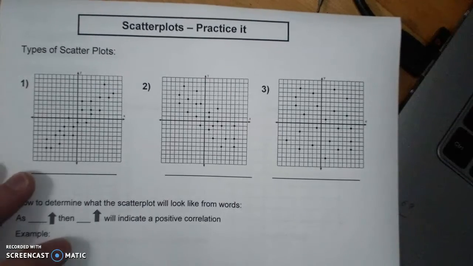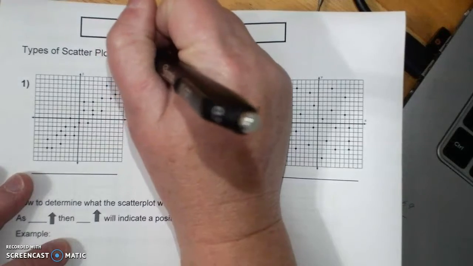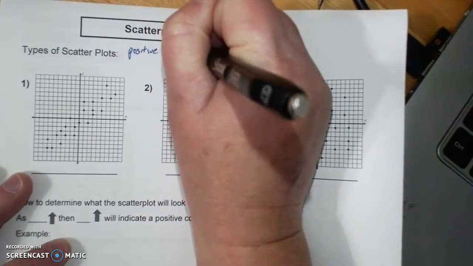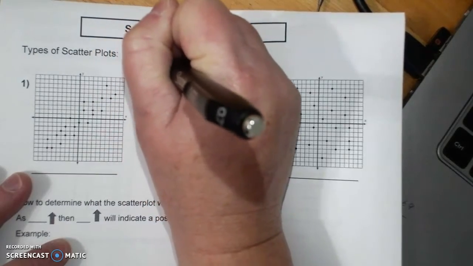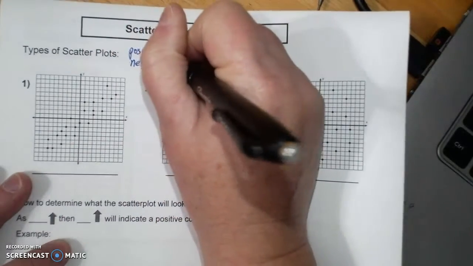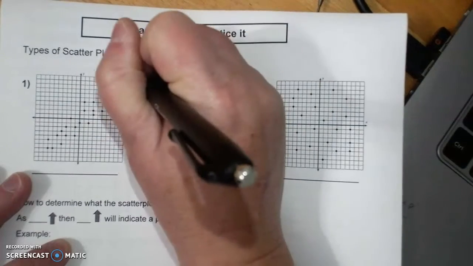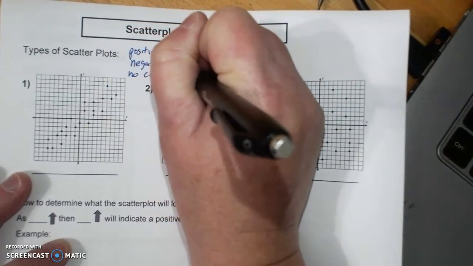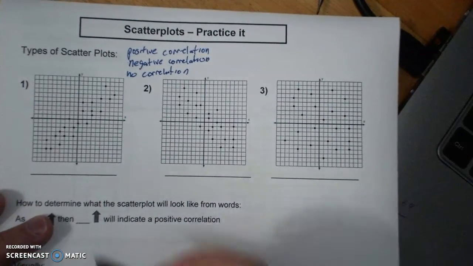Scatterplots, we're going to practice it. So it says types of scatterplots. What are our choices? Positive correlation, negative correlation, no correlation. And one of your jobs is to be able to be given a graph of a scatterplot and decide.